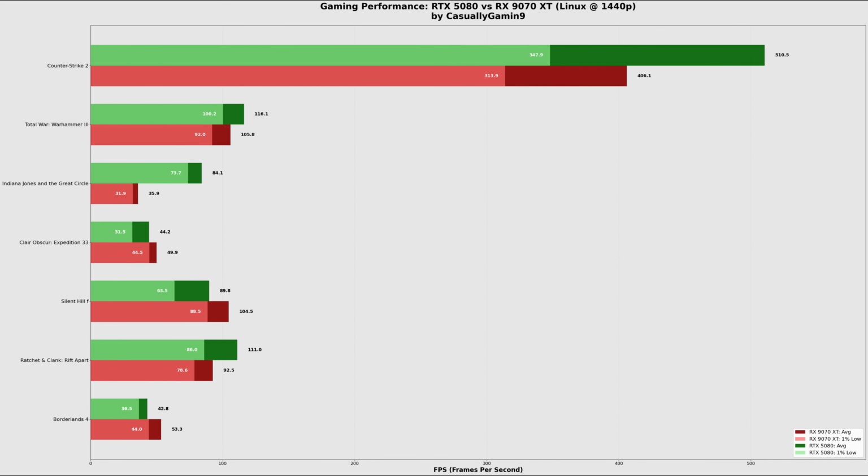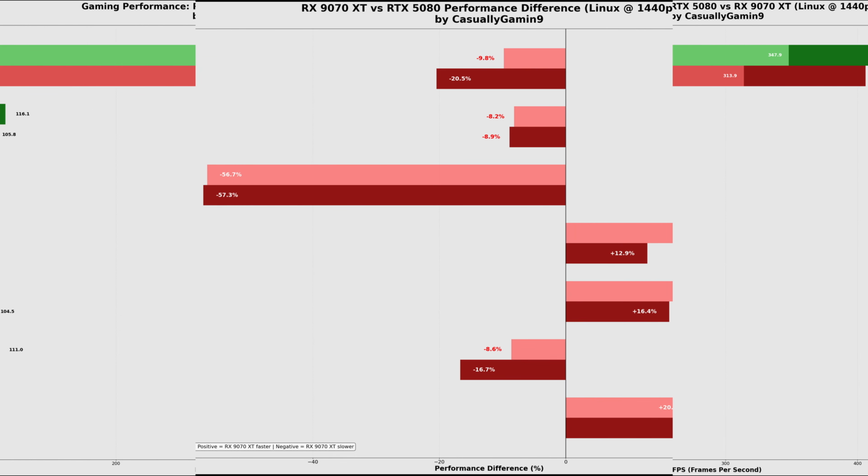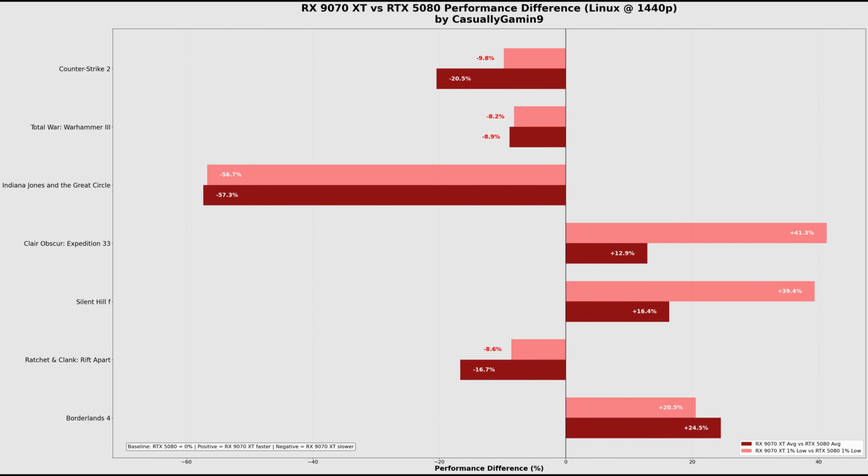And here is the 1440p chart. The biggest gap that we can see in this chart is in favor of the 5080 in a path tracing game. With that said, the Nvidia GPU still does well in Counter-Strike 2, Warhammer 3 and Ratchet & Clank. But the gap is small and the price difference is still big. And here's the chart where we can see how the 9070 XT behaves when we have the 5080 as a baseline.